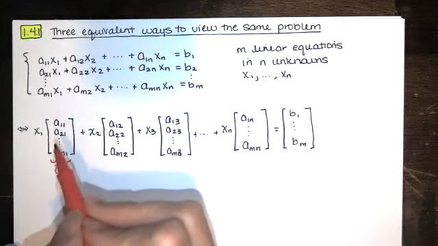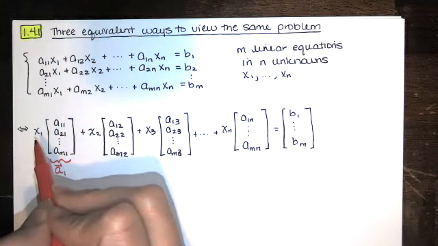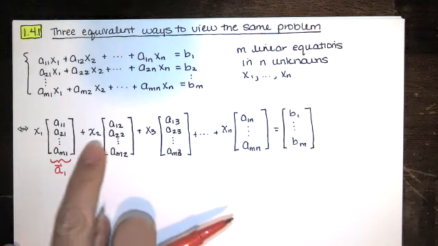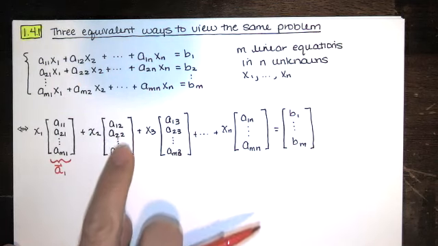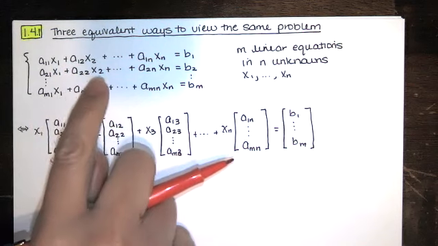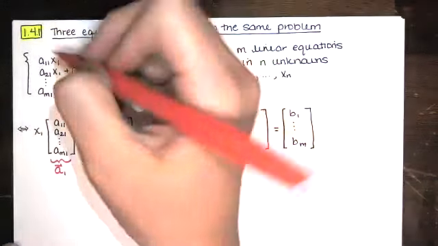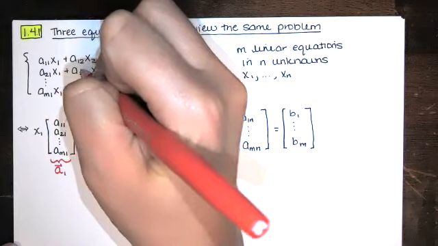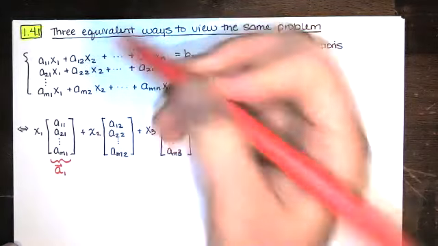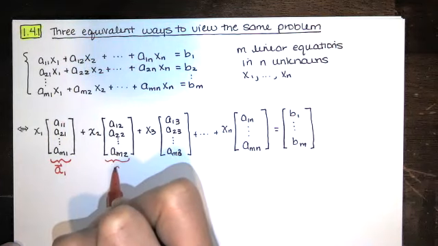And then similarly, if we take that and multiply it by x1, and then take this next vector and multiply it by x2, notice again the entries. This is a sub 1, 2, a sub 2, 2, and a sub m2. So the first number changes from 1, 2, 3, and so on, counting down to m. And then the second number is always 2. We're going to call this the vector a sub 2.